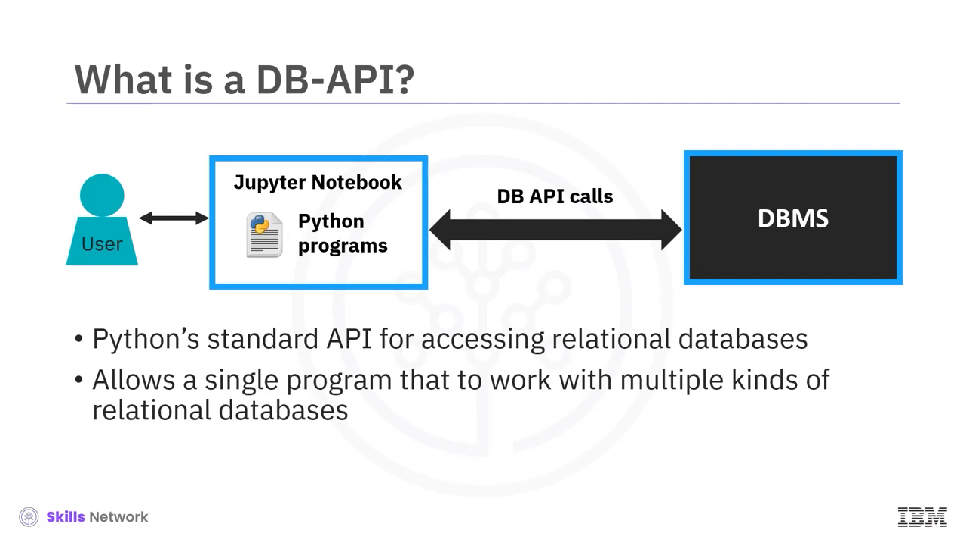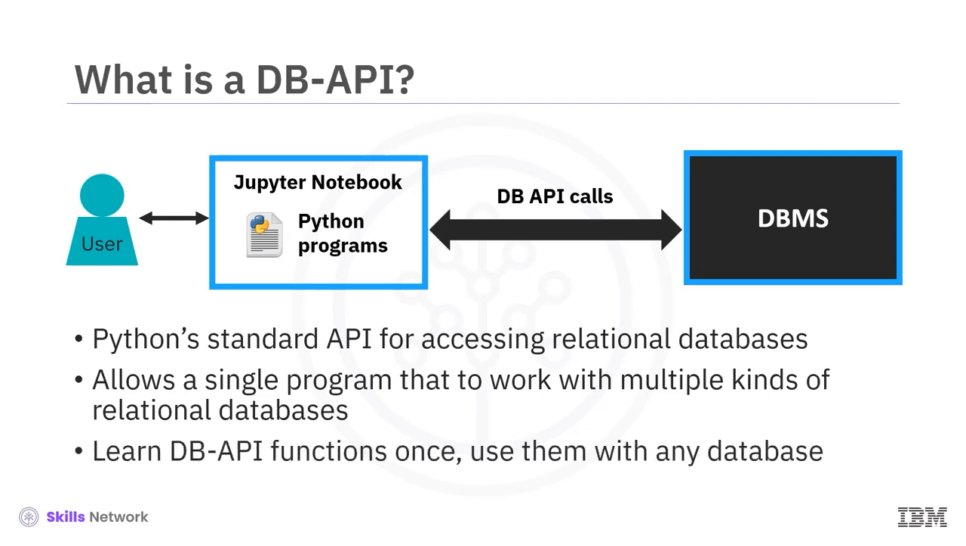It is a standard that allows you to write a single program that works with multiple kinds of relational databases, instead of writing a separate program for each one. So, if you learn the DB API functions, then you can apply that knowledge to use any database with Python.